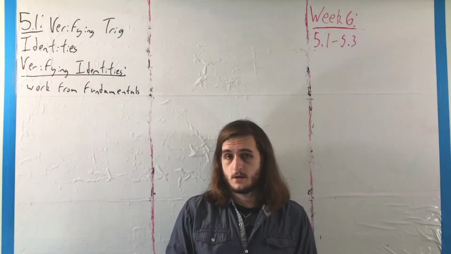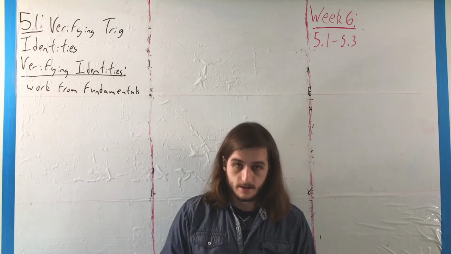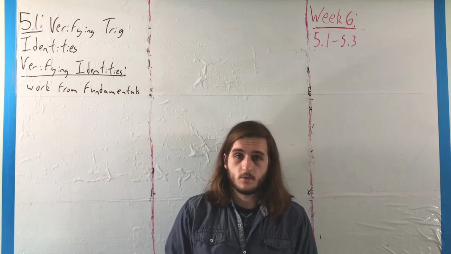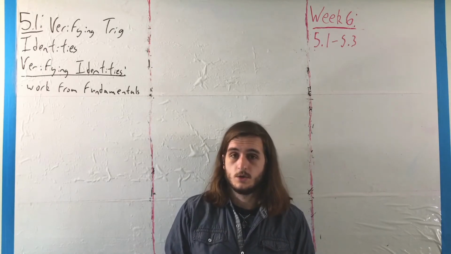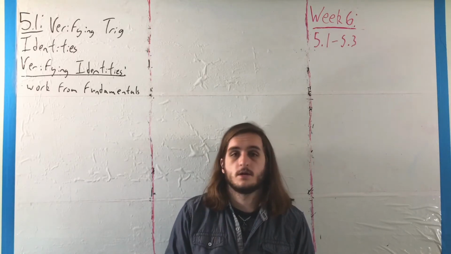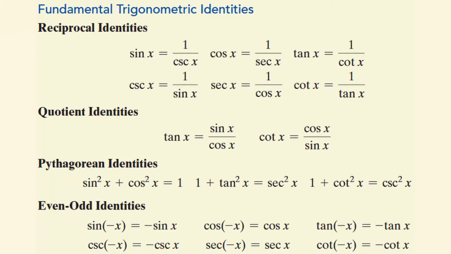So what we're starting with here is a bit of what's called verifying identities. That is, given an equation, some form of equality, we want to be able to show that it holds using information that we have. The main information we have, the main source of what we're working from here, is our set of fundamental identities from Chapter 4.